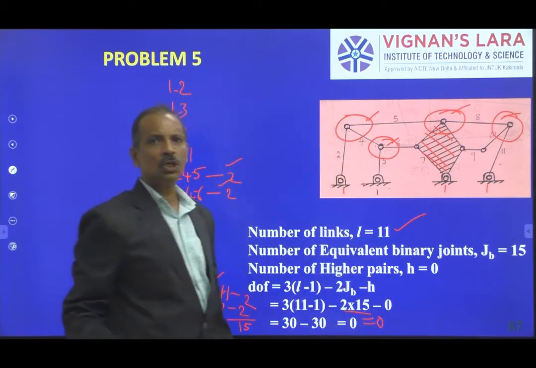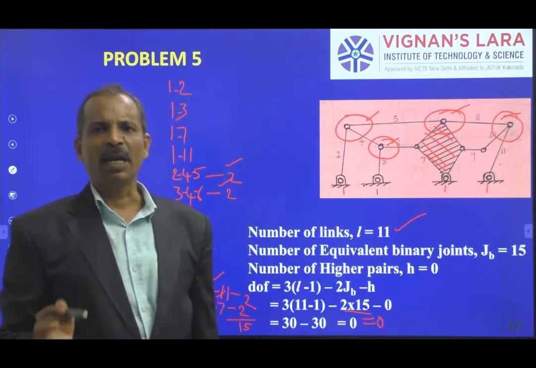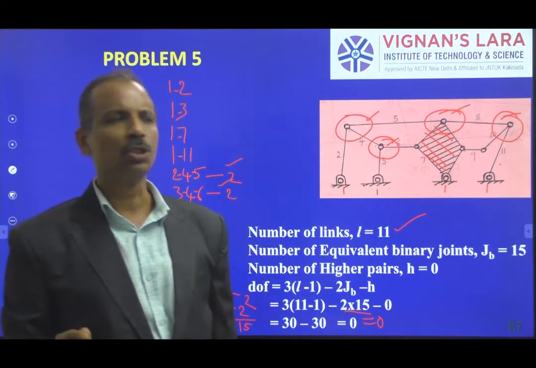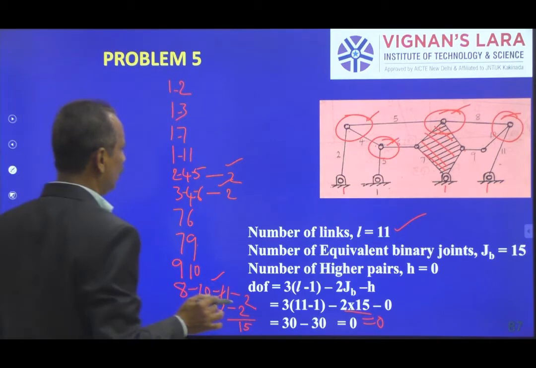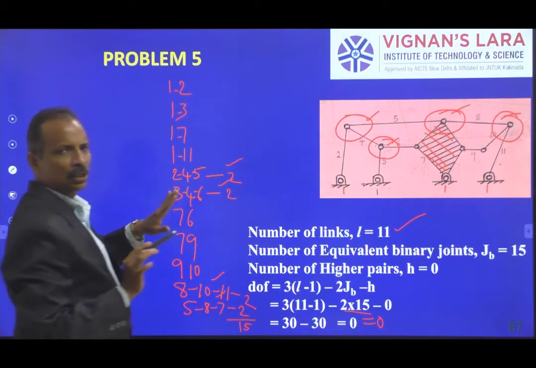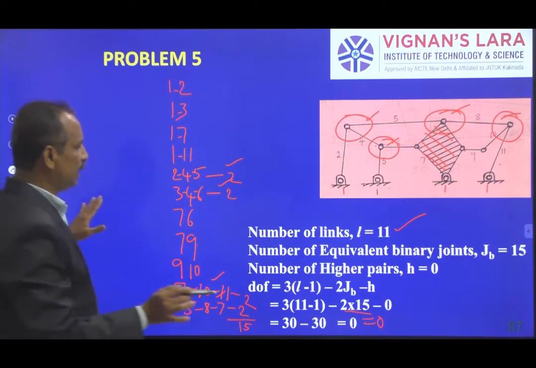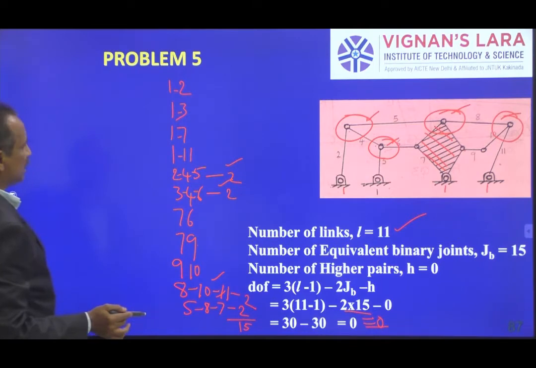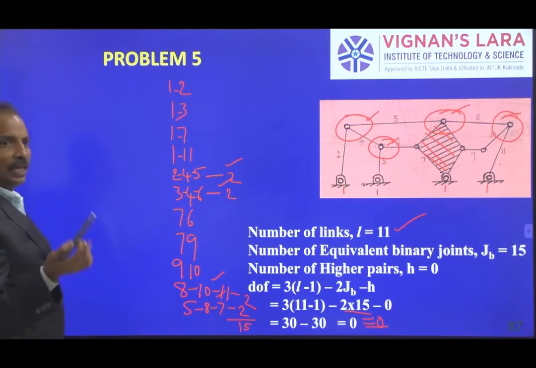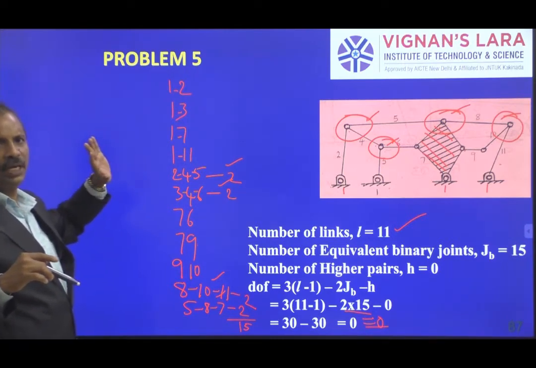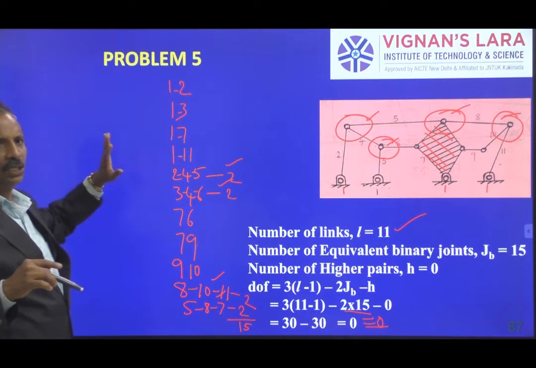So what do we mean by a 0 answer? A mechanism is said to be a structure if the degrees of freedom is equal to 0. We have already discussed it. So that means this mechanism cannot move. That is what is called 0 degrees of freedom, and it is called a structure. In case you get a negative value, then that is called a superstructure. A degree of freedom of 0 is called a structure. A negative degree of freedom is called a superstructure.